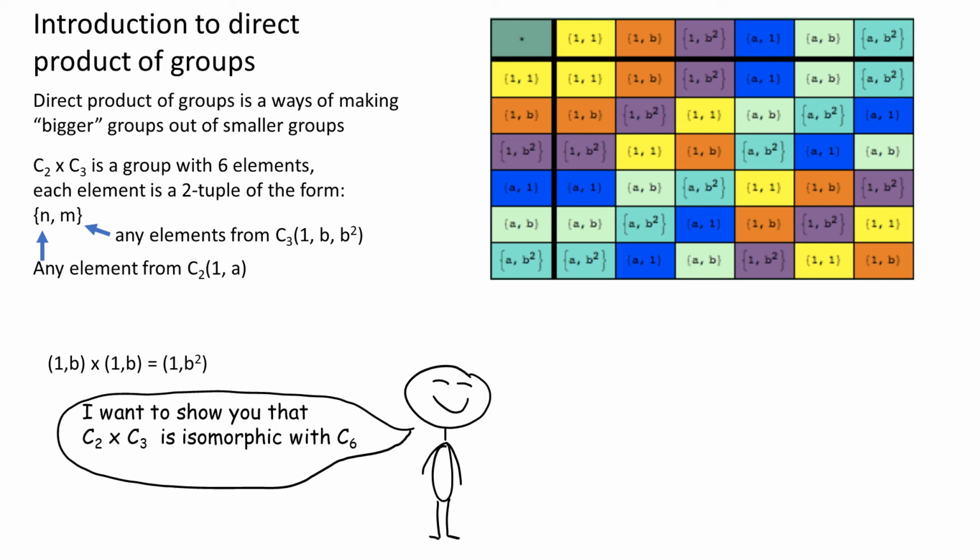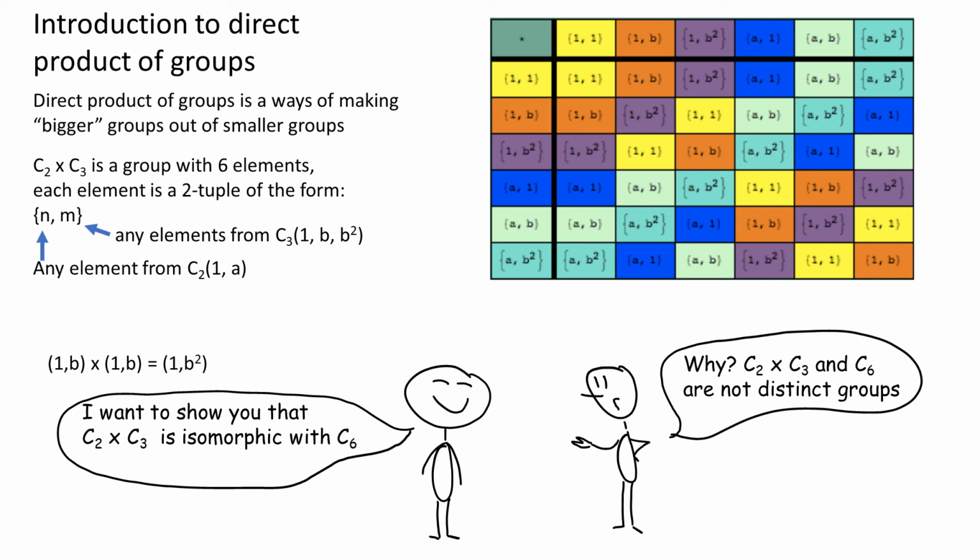Now I want to show you that this group C2 cross C3 is in fact isomorphic to C6. Why do I want to show it? After all, isomorphic groups are not regarded as distinct groups, so why do I go through the trouble? Well, C6 is isomorphic to C2 cross C3, but C8 is not isomorphic to C4 cross C2, and I want us to have some practice.